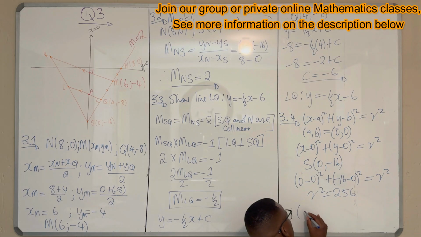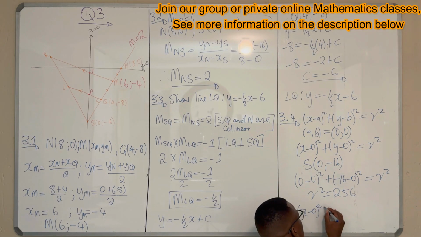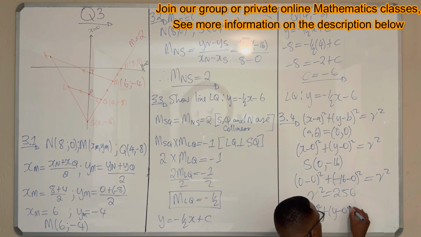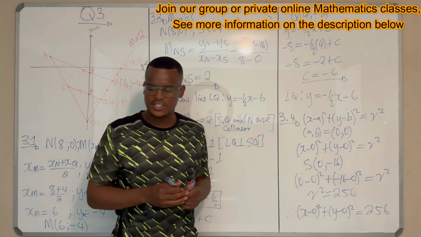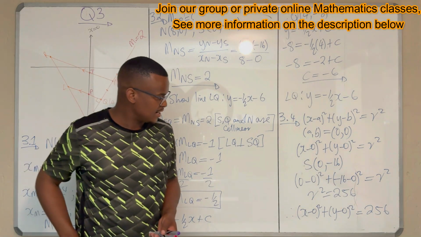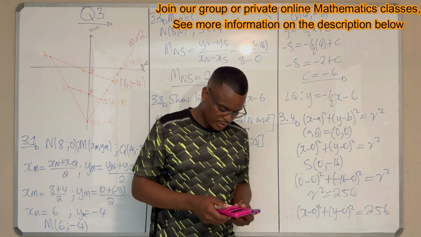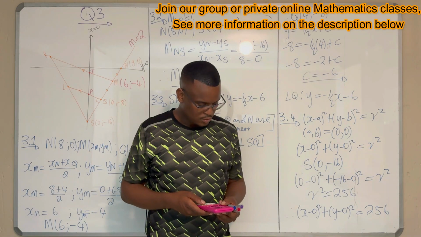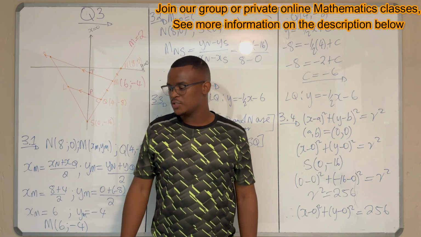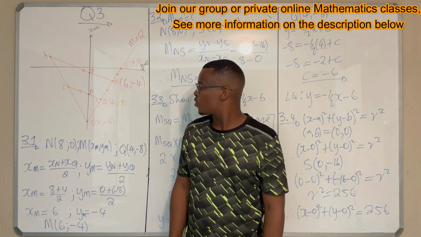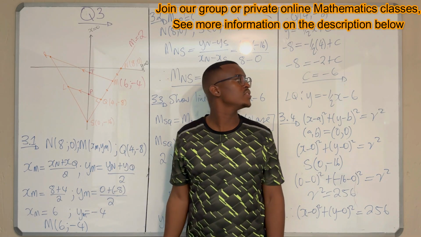Therefore, the equation of the circle is (x minus 0) all squared plus (y minus 0) all squared is equal to 256. So this is the equation of your circle, right? That will be your equation of your circle. And we are done with 3.4, and we need more space, so I'm going to clean the board, and then we're going to continue with these questions.